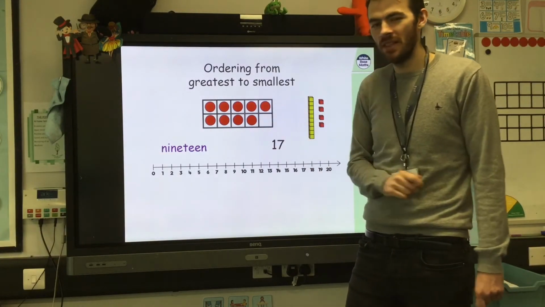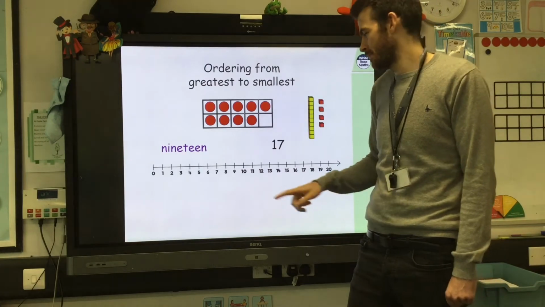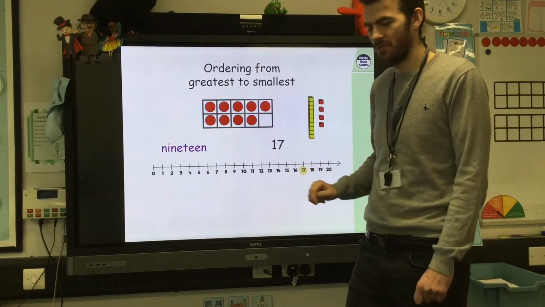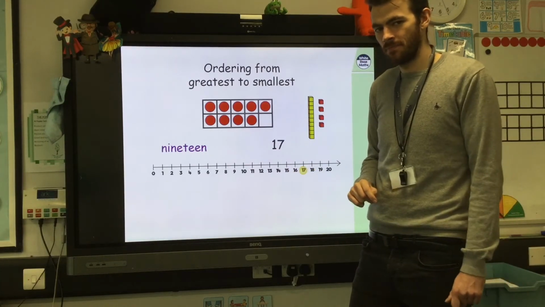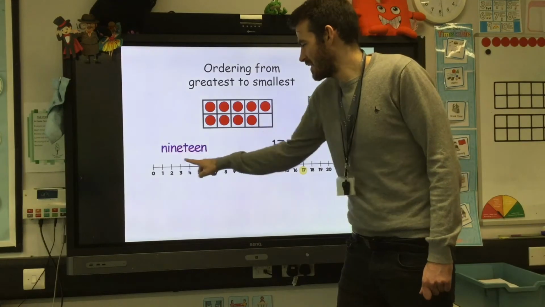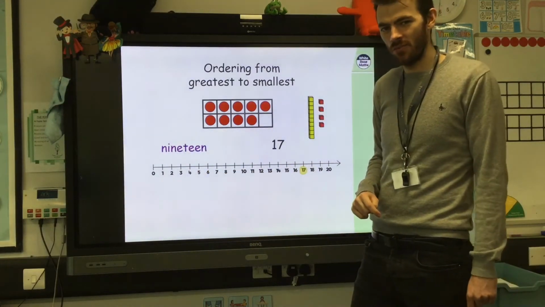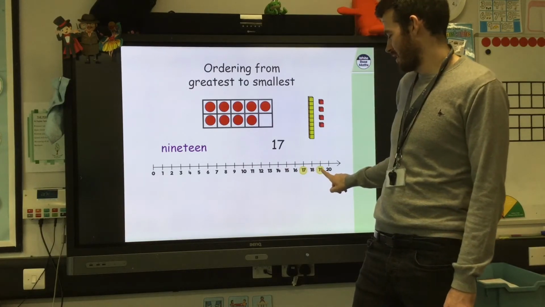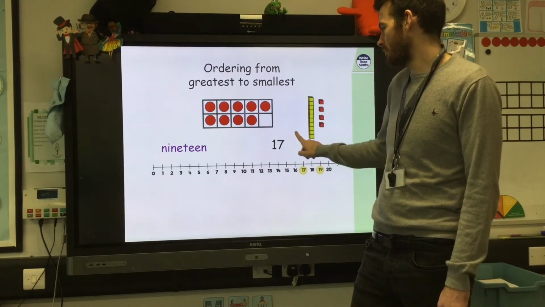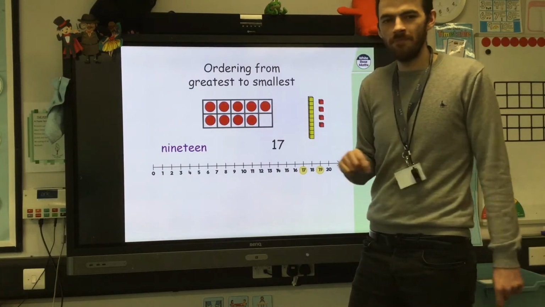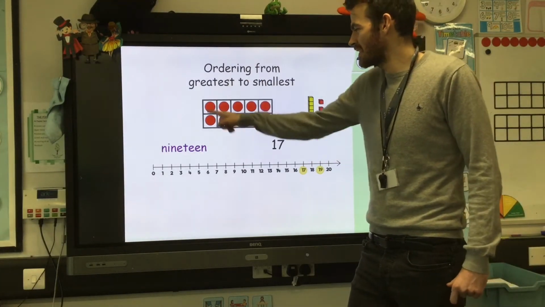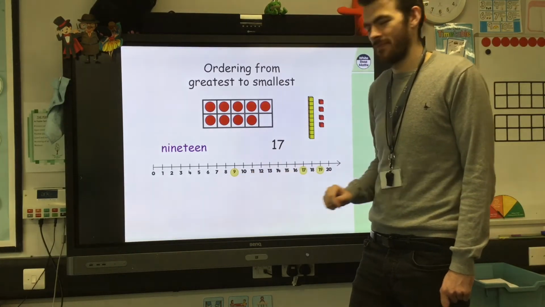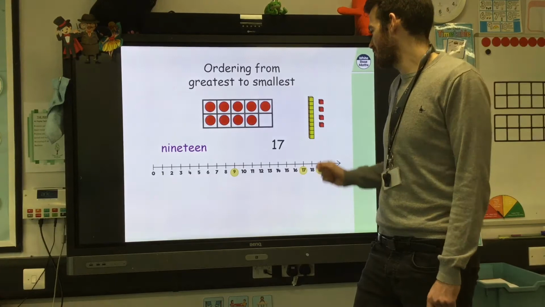Let's see where these go on the number line. So we'll start with 17, we can find on the number line. Let's go for 19 next. Where do you think that goes on the number line? Fantastic, just down here, number 19. We'll look for the tens frame. We have no tens and 9 ones. That goes there.